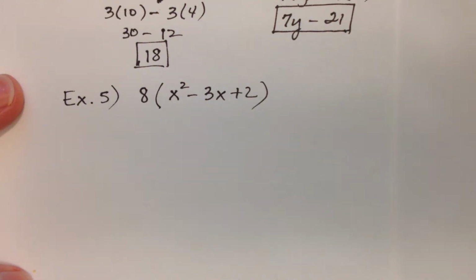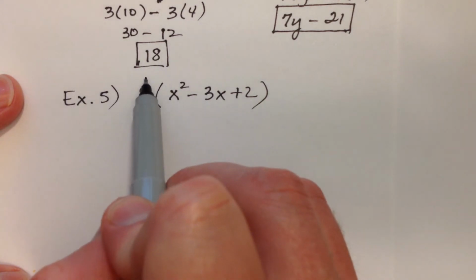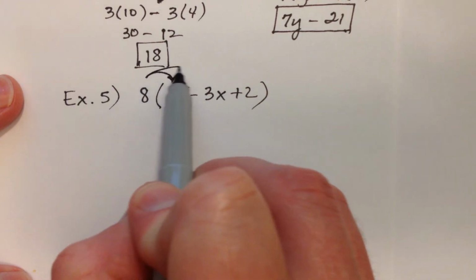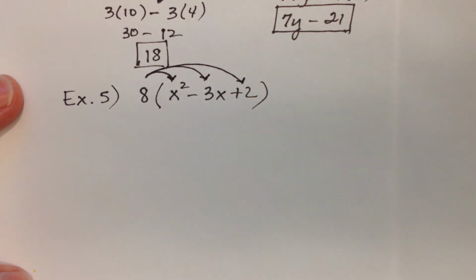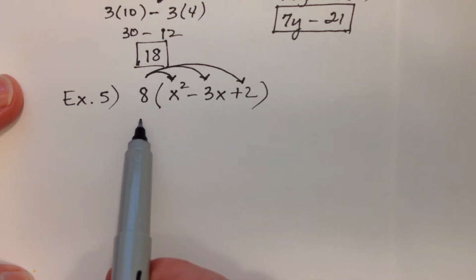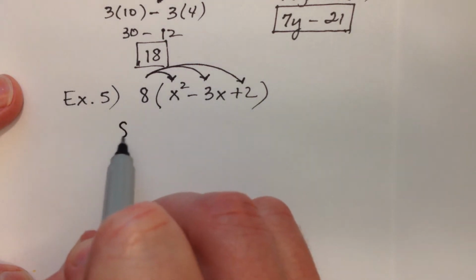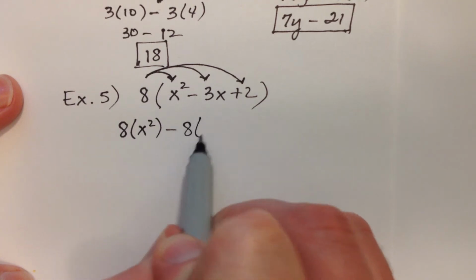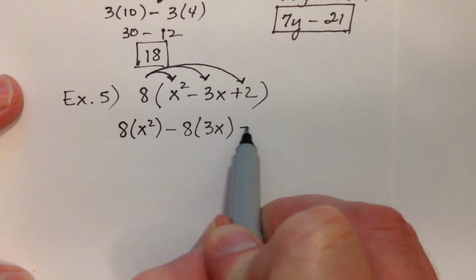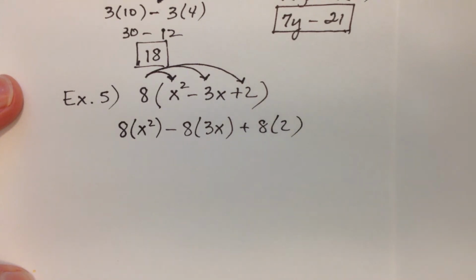Well, the distributive property is still good even when there's more than just 2 terms in here. This 8 will go here and distribute to him, the 8 will just come here and distribute to him, and the 8 will come here and distribute to him. So each one of the terms inside is going to be multiplied by this 8. So we're going to say 8 times x squared minus 8 times 3x plus 8 times 2.